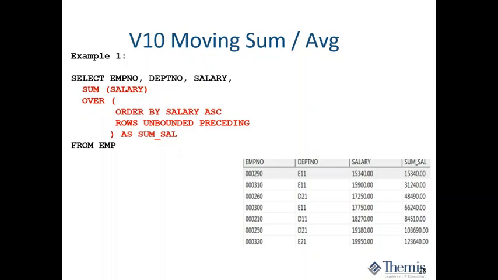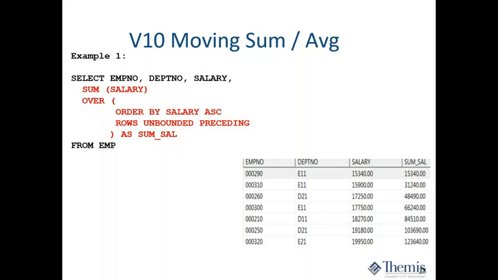Selecting employee number, department number, salary, and sum of salaries over order by salary ascending rows unbounded preceding. That's a lot of words, but basically what I'm asking for there is a running total. If you look at the result on the bottom there, you can see that. Lowest salaries at the top, 15,340. The sum of salaries to that point is 15,340. The next guy makes 15,900, and my running total is now up to 31,240.